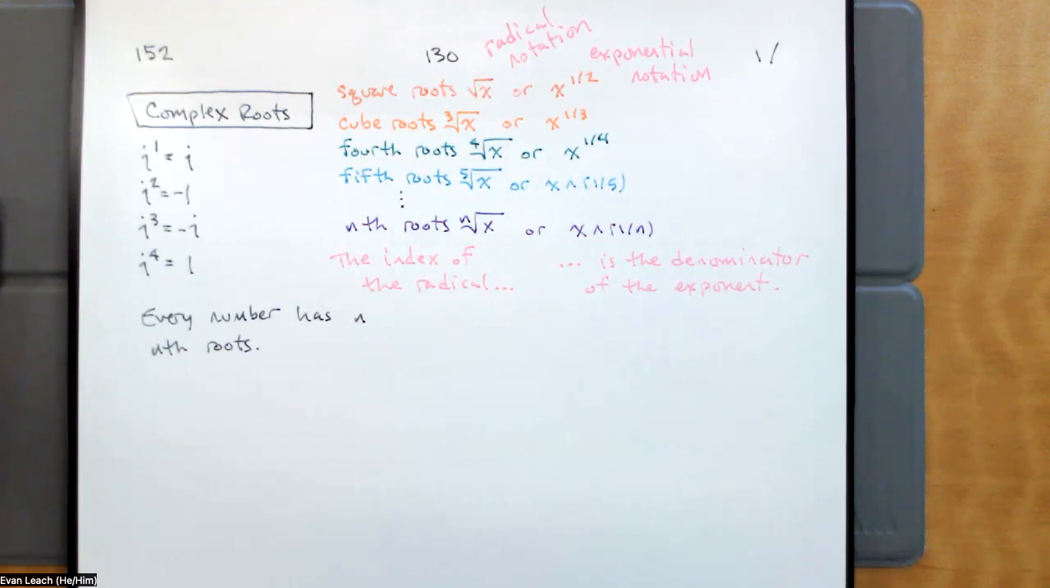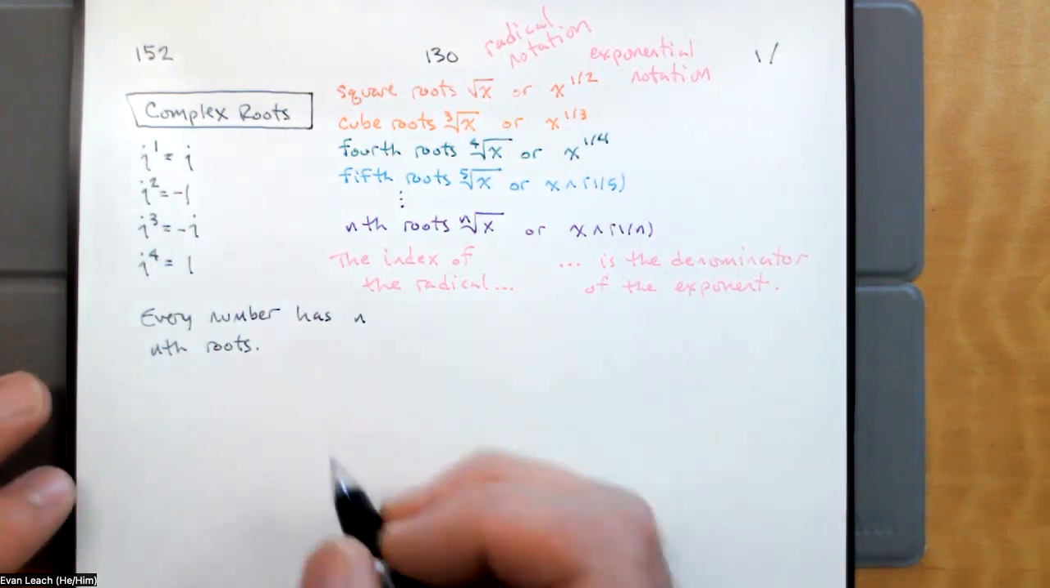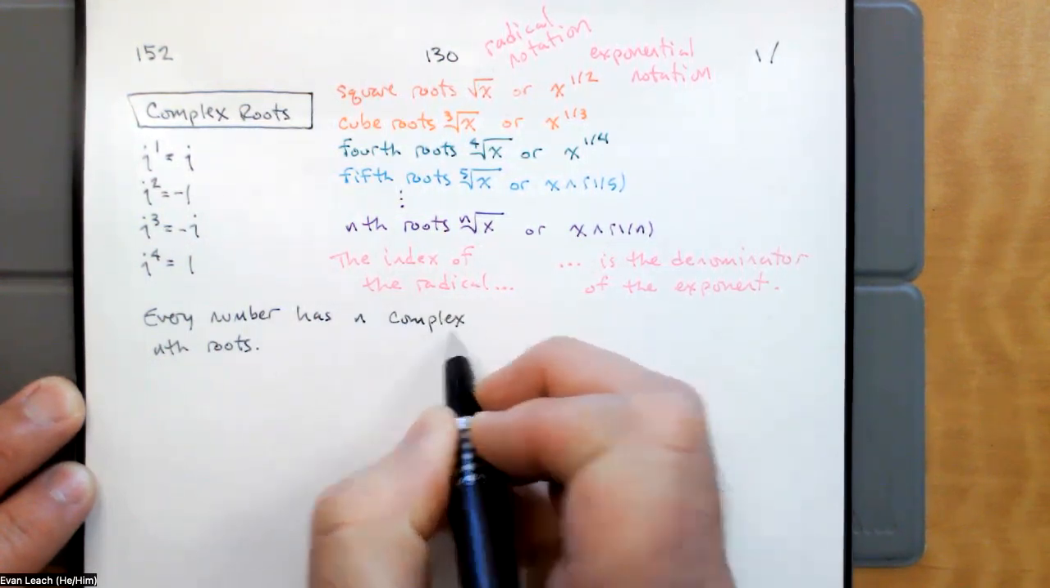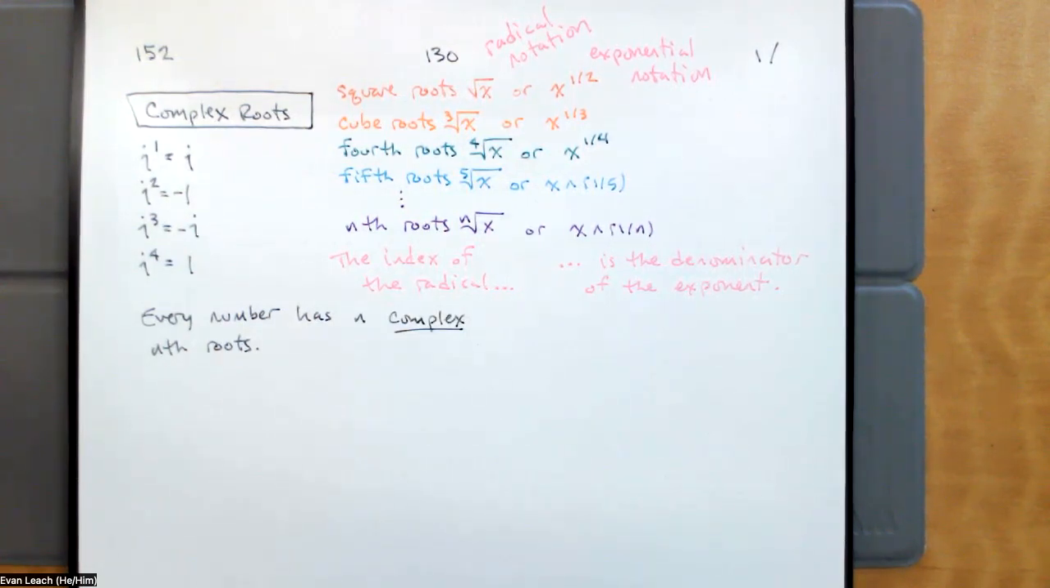Every number has nth roots. All numbers have 2 square roots, 3 cube roots, 4 fourth roots, 5 fifth roots, but we have to allow complex numbers. And right now you're like, oh, dude, you should have told me that you were going to insert an entire word between n and n. So every number has n complex nth roots.